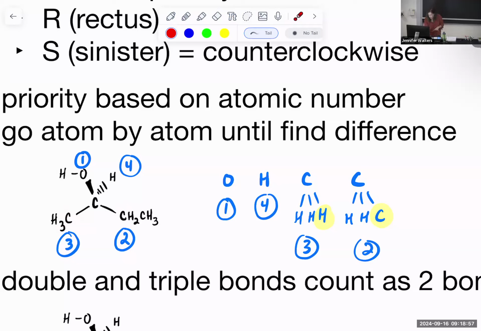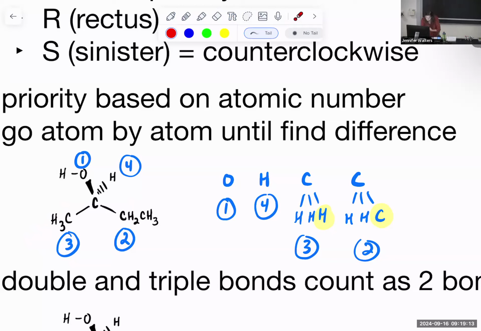I have a lot of students that want to take that shortcut of, well, it's a shorter chain, longer chain, and that will work as long as it's hydrocarbons. I just caution you that the second you get anything coming off of it, you've got to make sure you're going atom by atom to find the higher atomic number.